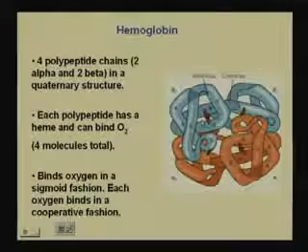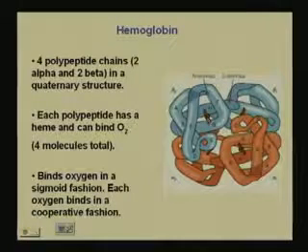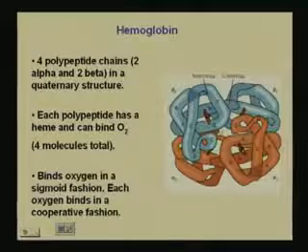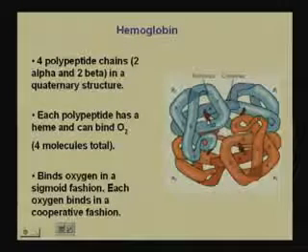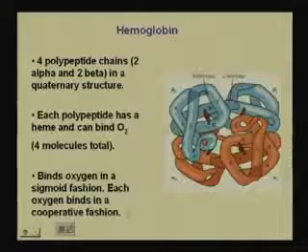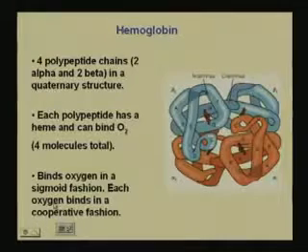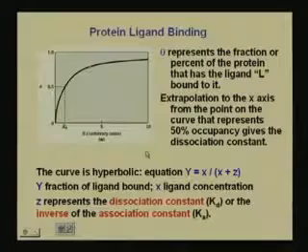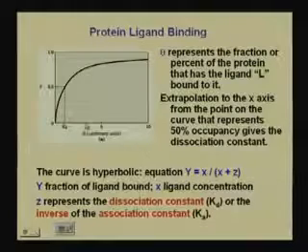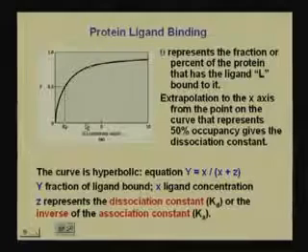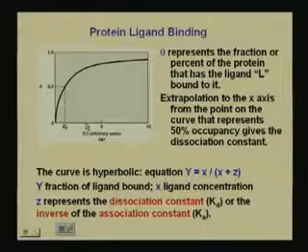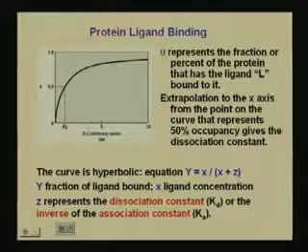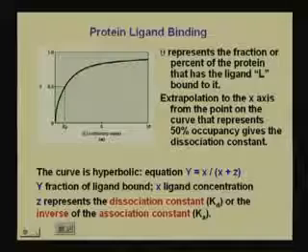Okay? So the affinity for oxygen increases for the other hemes as soon as one of the hemes binds the oxygen, which is why it is said that it binds in a cooperative fashion. In general now, if we look at protein ligand binding, we'll see how we can extrapolate this, or how we can see what it means in terms of myoglobin and hemoglobin.